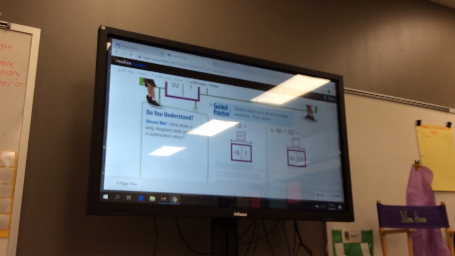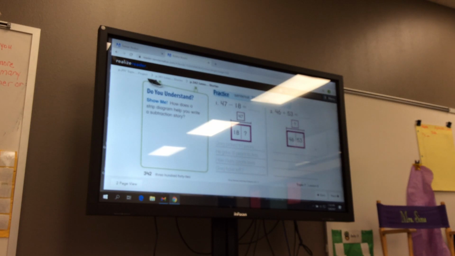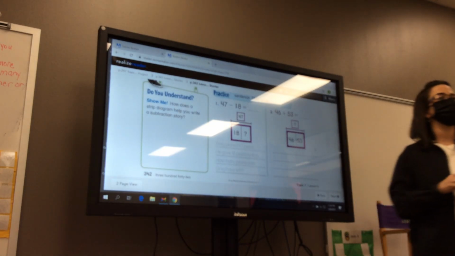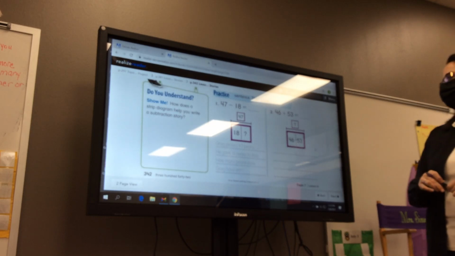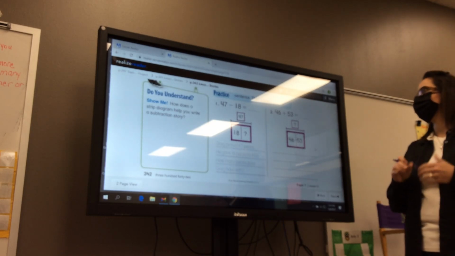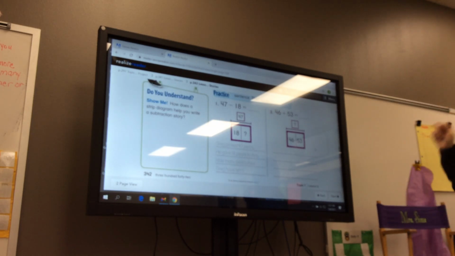Okay, it says write a math story for the number sentence, then solve. On number 1, is it a subtraction or addition? Subtraction. So we're going to look at our subtraction side on the board. What's the first thing they should do? Ask how many you start with. What did they start with? Somebody read the sentence that tells me what they started with on this page. Harper. Greg picked 47 pairs. That's how much they started with.